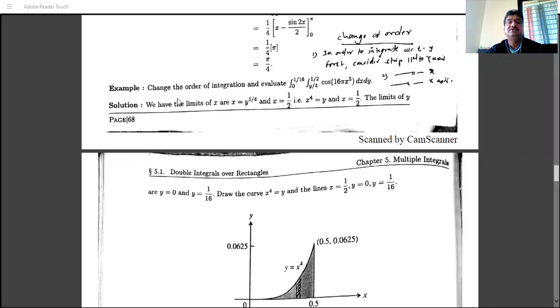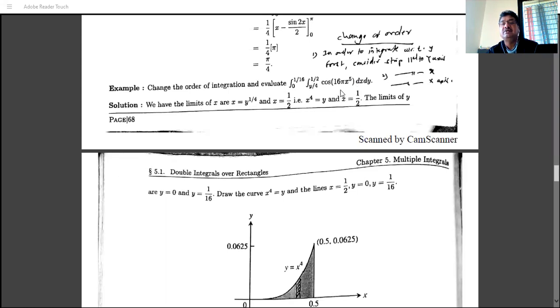Next problem is change the order of integration and evaluate. The integral from 0 to 1/16, y^(1/4) to 1/2, cos(16 pi x^5) dx dy. So this limit is what? y^(1/4) to 1/2 is the limit on x. And now we have to change the order, which means we have to integrate with respect to y first.